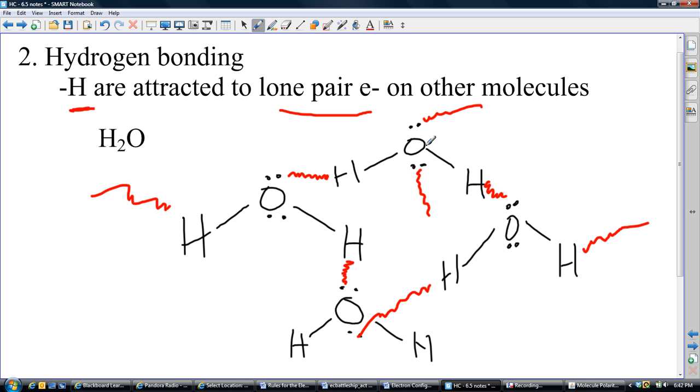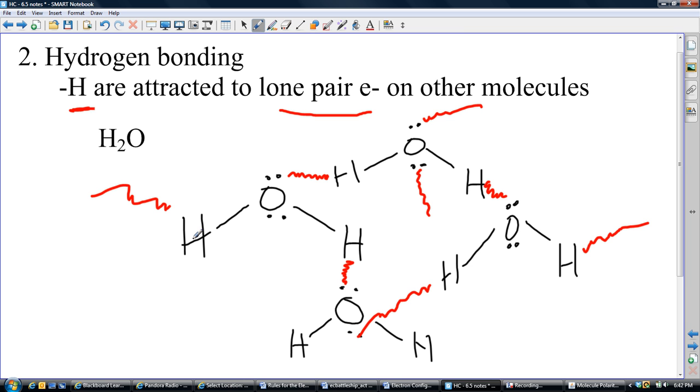Now, what does this basically do? Well, this does create a stronger attraction force. It causes boiling points and melting points to go up, and increases density. This is one of the reasons in water that the solid floats in its liquid, because it's less dense. These are things we'll talk about later in the year. But this does create a stronger attraction between the molecules, and therefore does change some of its properties.